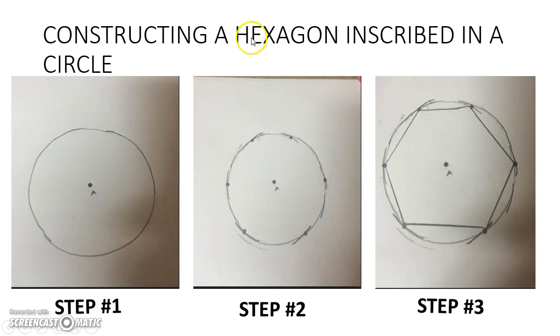So when you're constructing a hexagon inscribed in a circle, you would first draw a circle. You have to find the midpoint of the circle first, of course. And then from there, you would draw little arcs around the circle. And then wherever the intersection points are, you would mark each and every one of them. And from there, you would connect each dot and you would create a hexagon. And that's how you construct a hexagon that is inscribed in a circle.